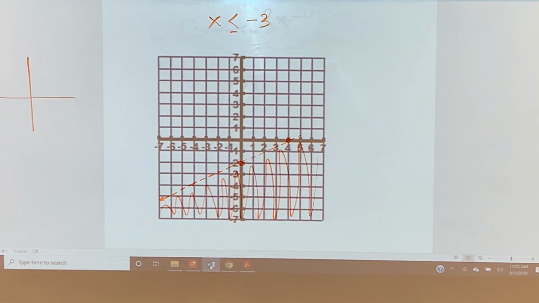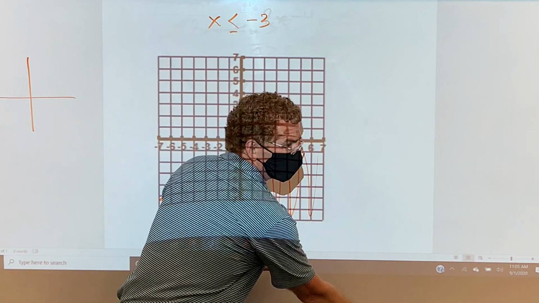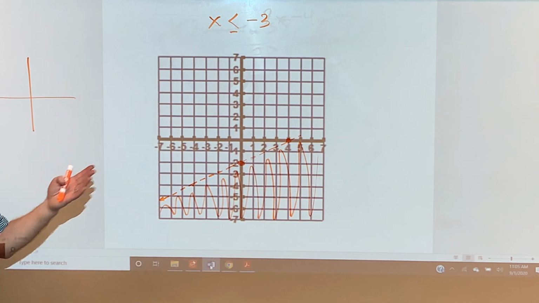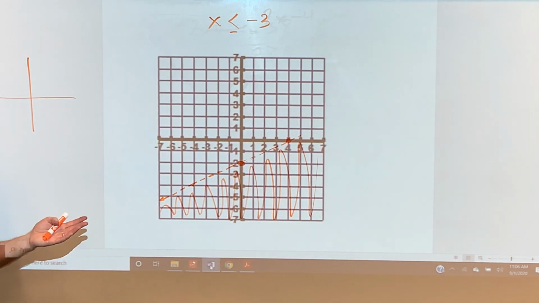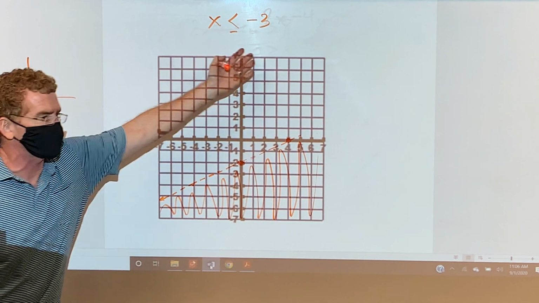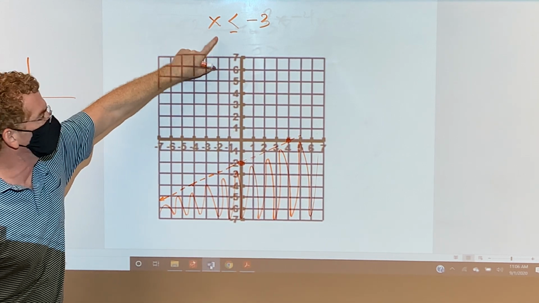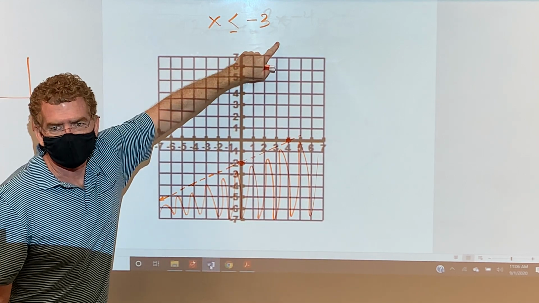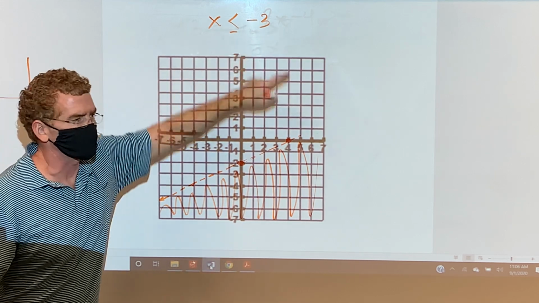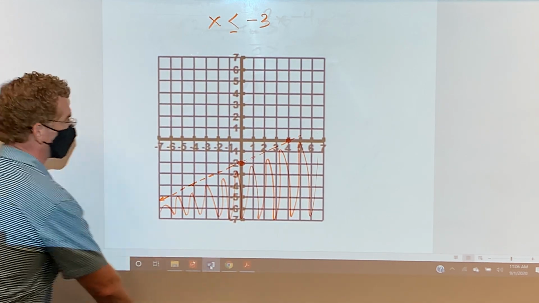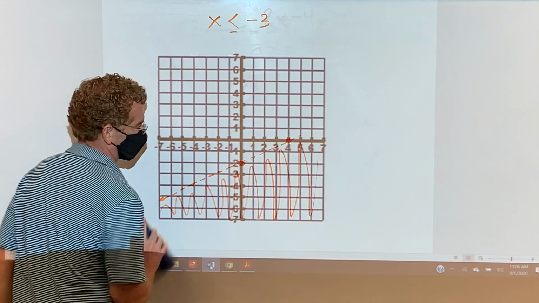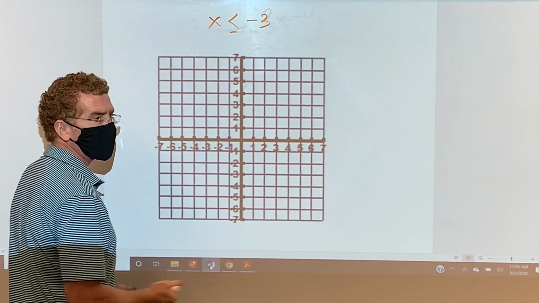What do I have here? I have a vertical line, and hopefully you remember that this has no place for y, so you could plug in y. Y could be anything, and it doesn't affect this statement, does it? But x has to be what? Either equal to -3 or less than -3. So if I think about that, x is equal to -3 no matter what y is.